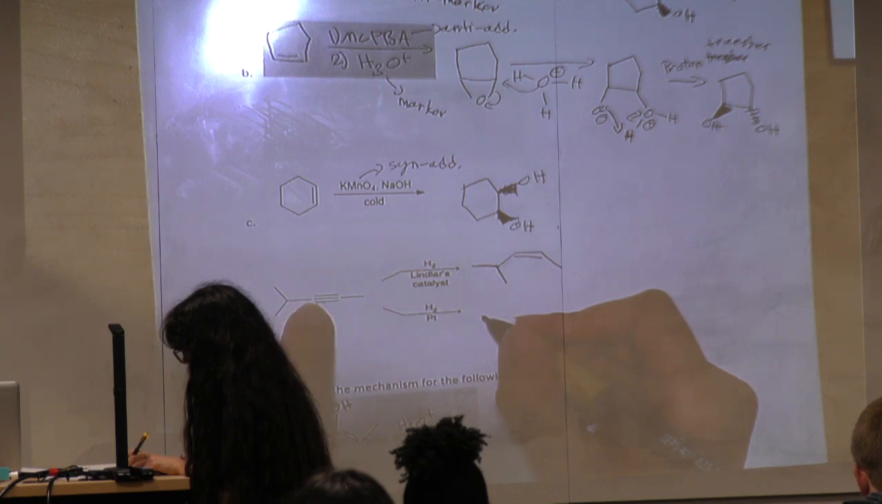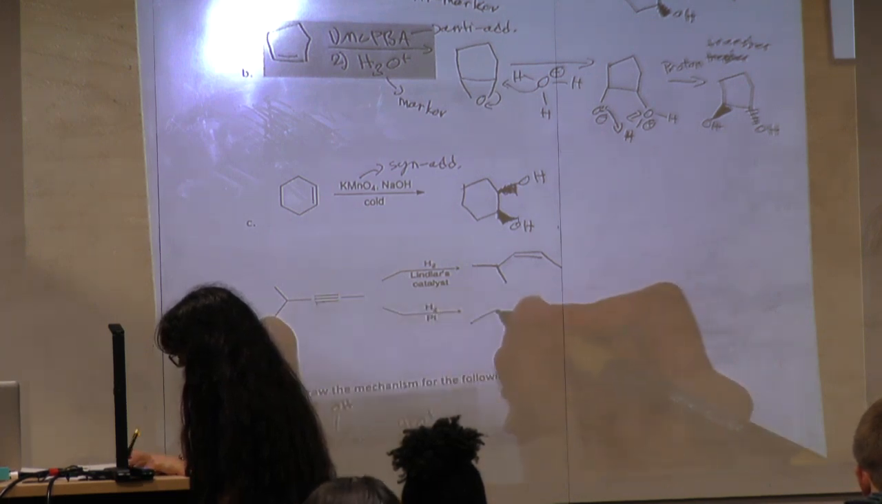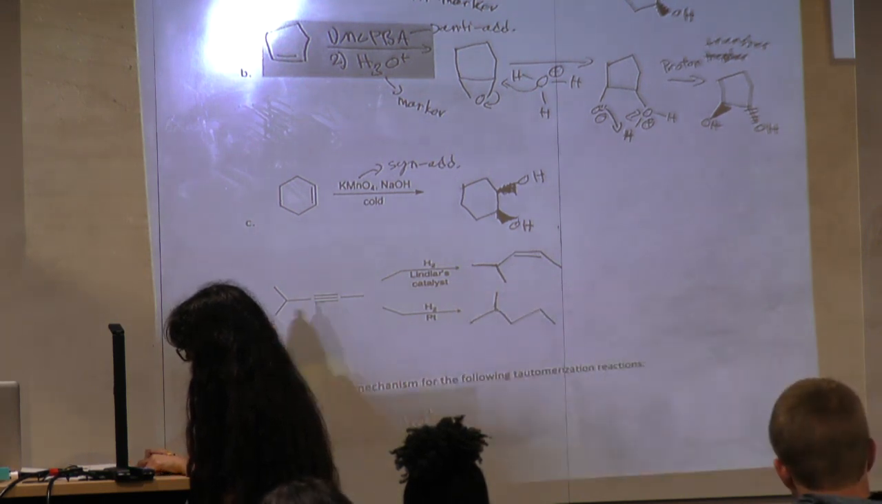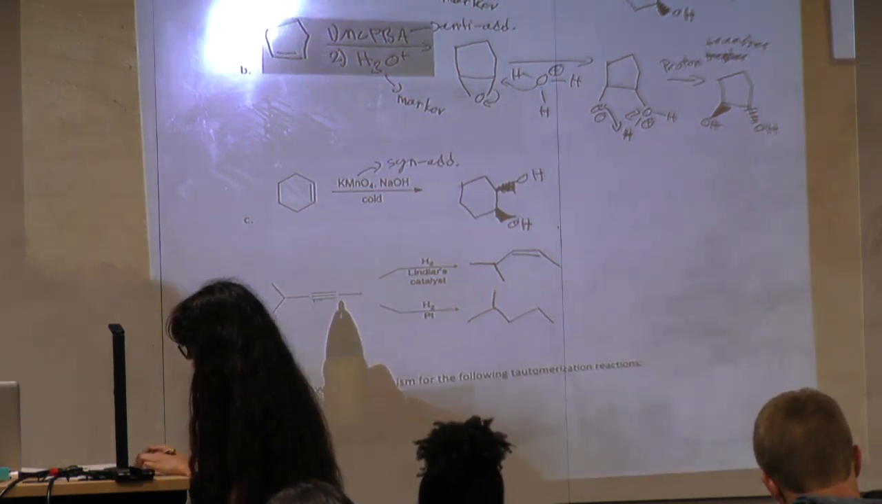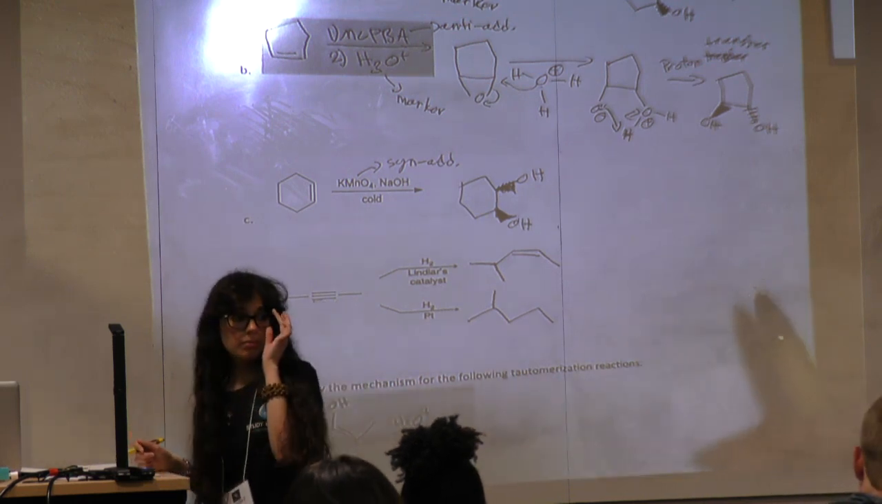So 1, 2, 3, 4, 5. We have 1, 2, 3, 4, 5. And we have a methyl branching off. That's all you're going to do. You're going to draw the exact same thing with the exact same amount of carbon, but you're going to get rid of all of your triple and double bonds.